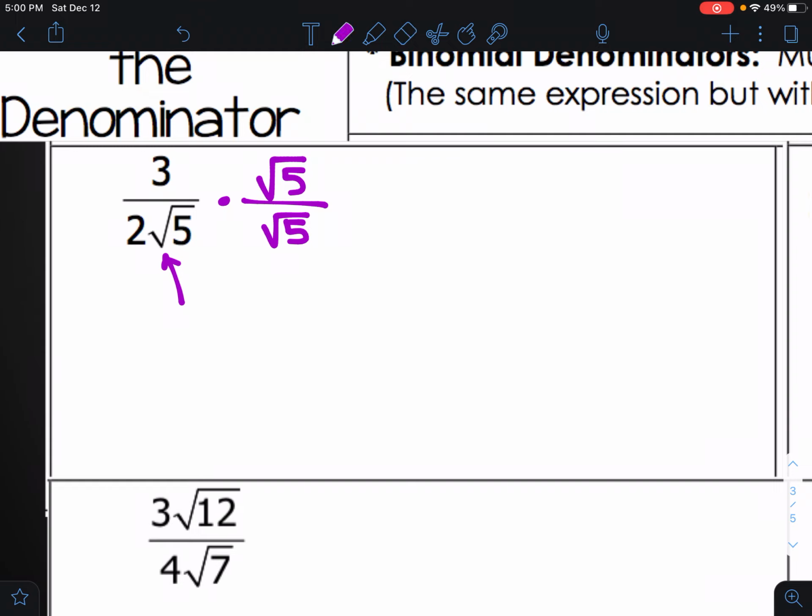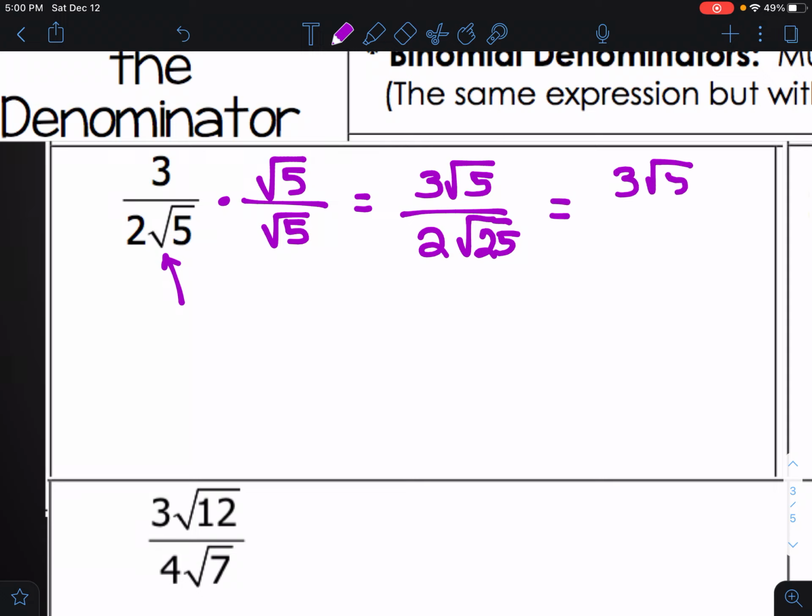Here we go. Let's multiply the top. We would get 3 times the square root of 5. And on the bottom, we would have 2 times the square root of 5 times the square root of 5, which is the square root of 25. Eventually, you're going to get good at this, and you probably won't do that part anymore, but we'll just show you this first time. You know that the square root of 25 is 5. So my answer would be 3 root 5 over 10.